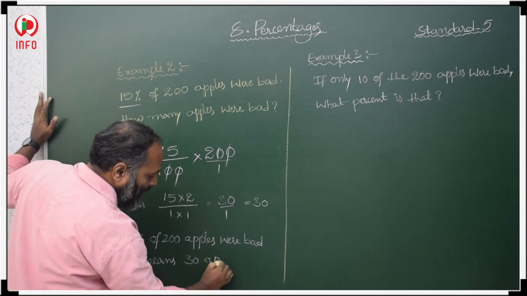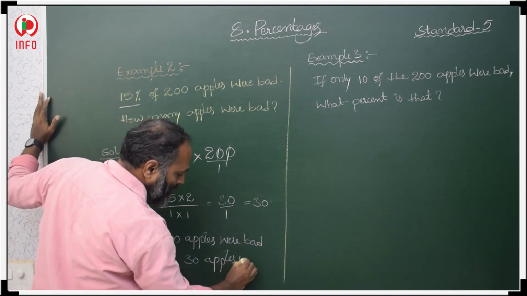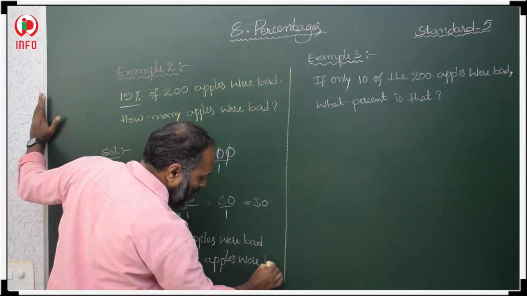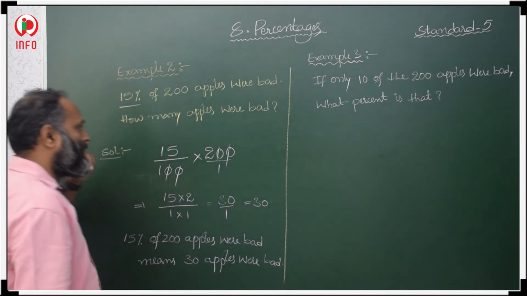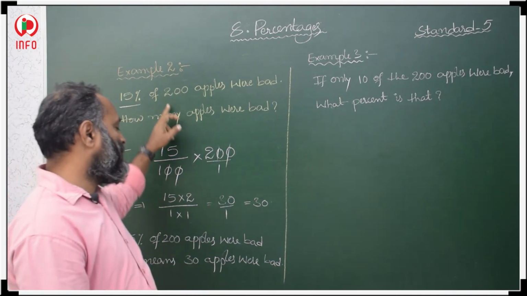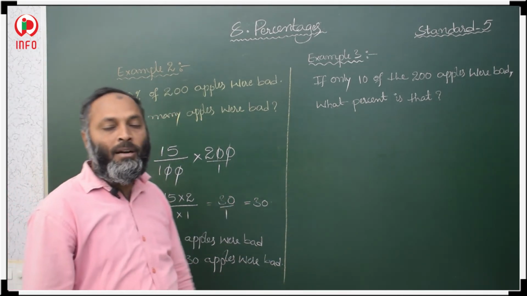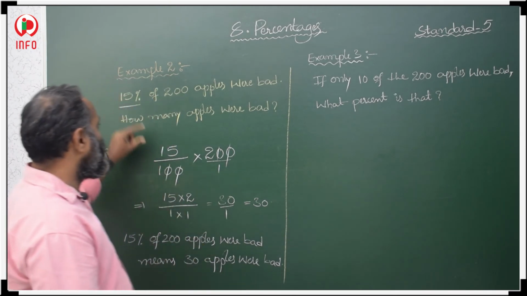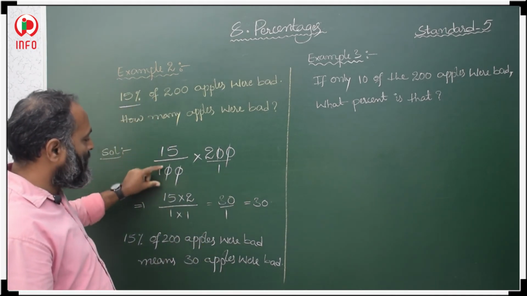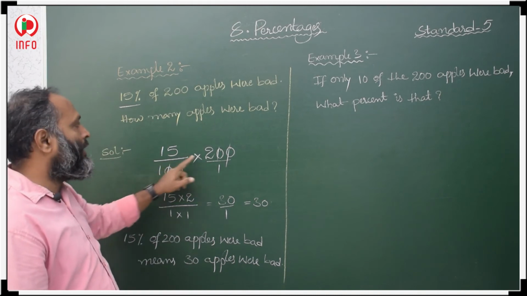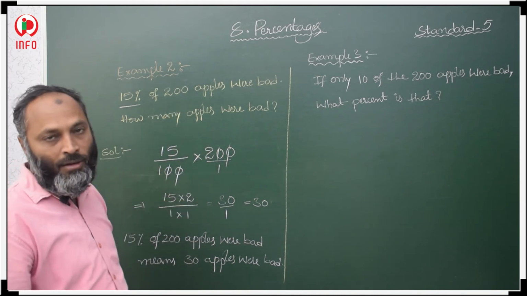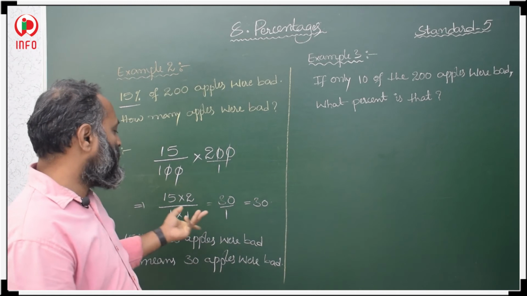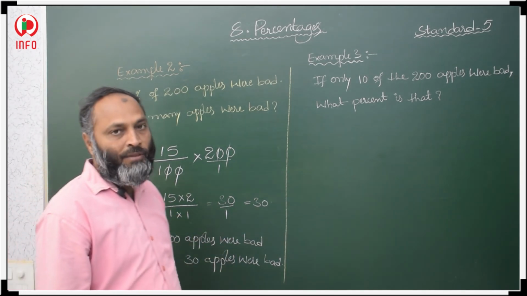30 apples are bad. 15% of 200 apples means how many? 30 apples were bad. So first we take the given percentage over the total percentage, 100, into the number of apples given, 200. Now cancel and simplify it, so that you will get 15%.